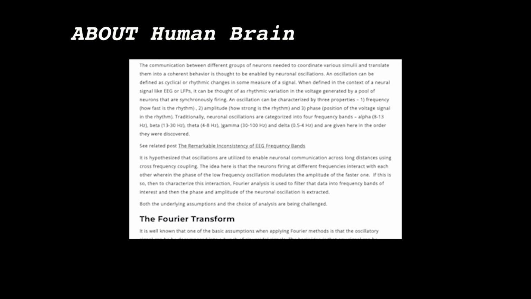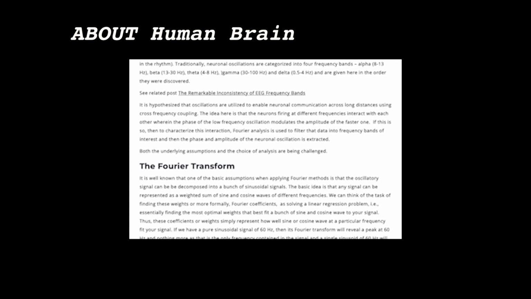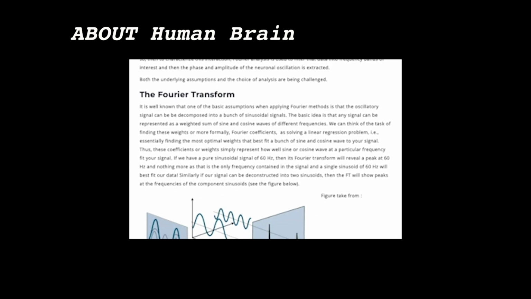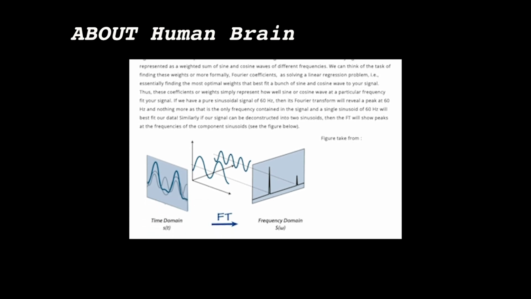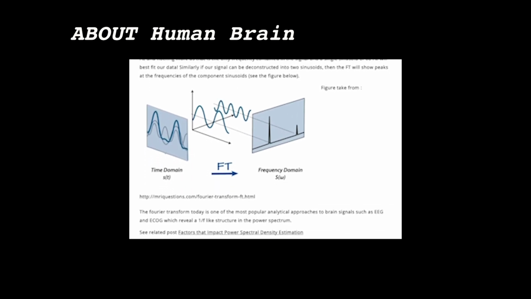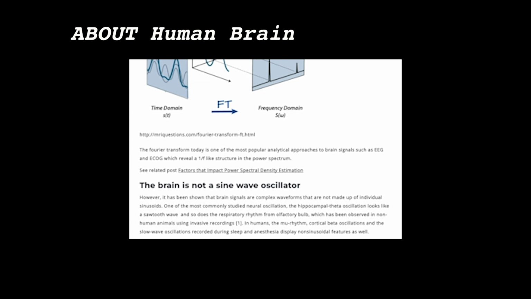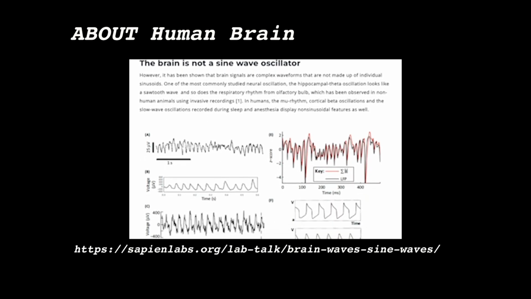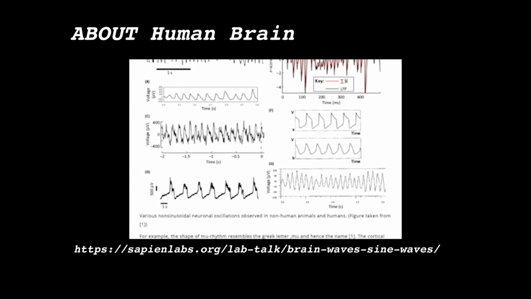When I was doing the research about the Fourier transform, I found something really interesting and crazy. The article said the most popular method of analyzing brain signals is to decompose them into their components by using the Fourier transform. So if you are interested in this, please have a look at the link below this video.